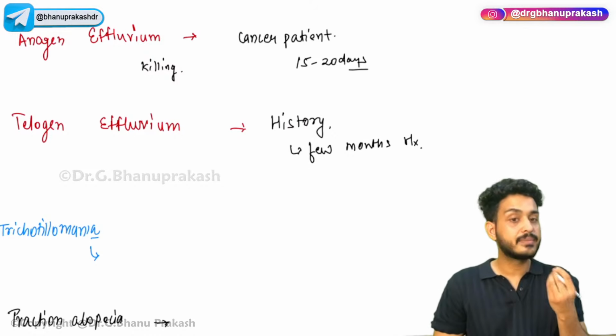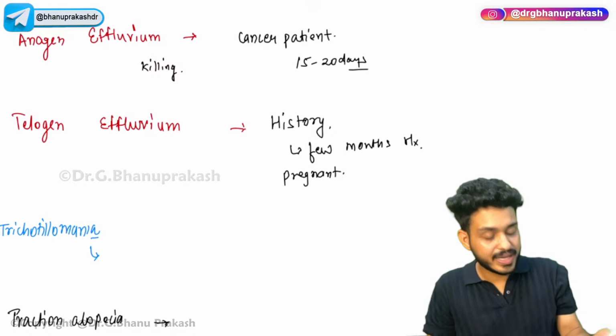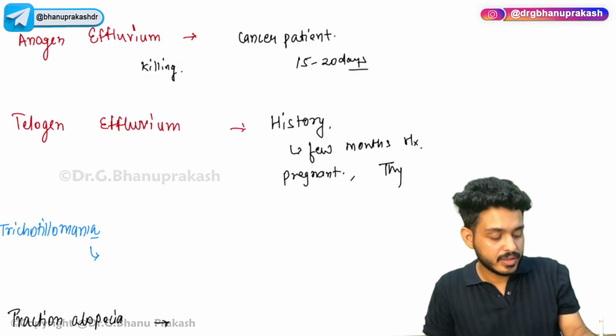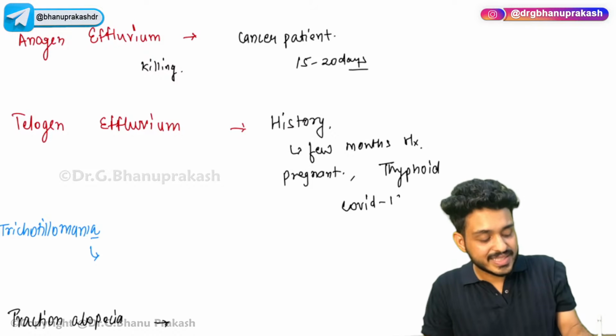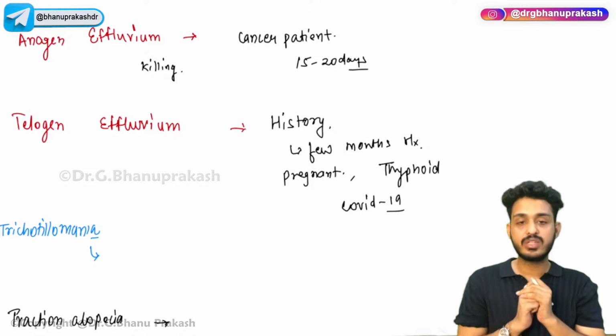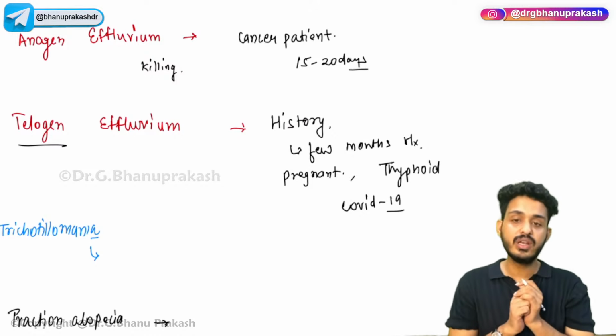The patient can be having multiple diseases. The patient can be a pregnant female, she can come to you. The patient can tell us that she had typhoid. They can have a history of COVID-19. So all these things, whenever you are finding a history, just think in terms of telogen effluvium.